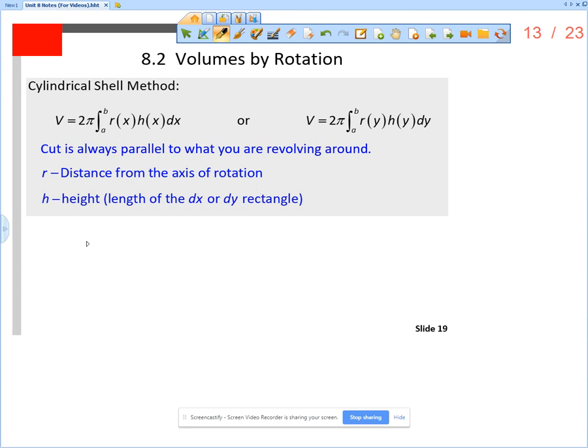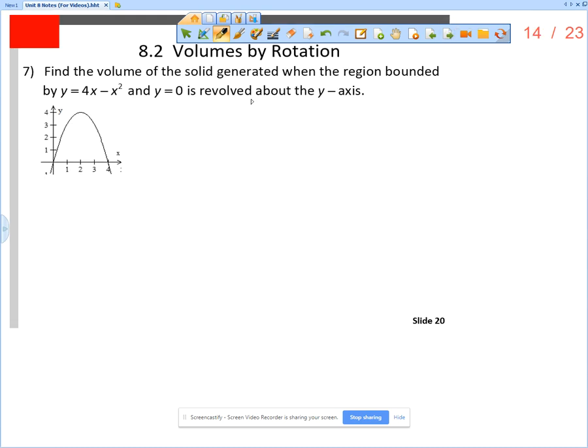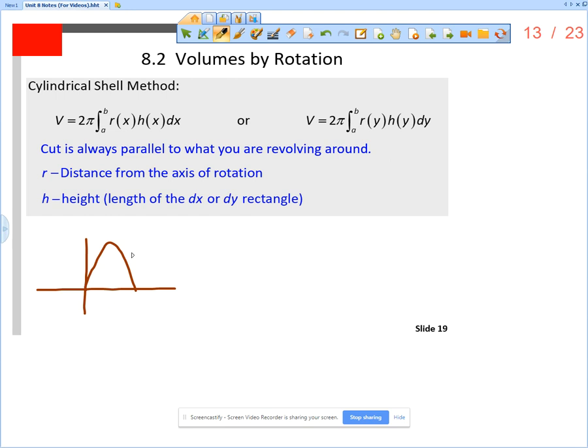Let's say that we have a graph that looks something like this. We're actually going to use the function that we're going to use on the next slide: y equals 4x minus x squared. This is y equals 4x minus x squared, and then the horizontal line y equals 0. So we have this region that we're creating.